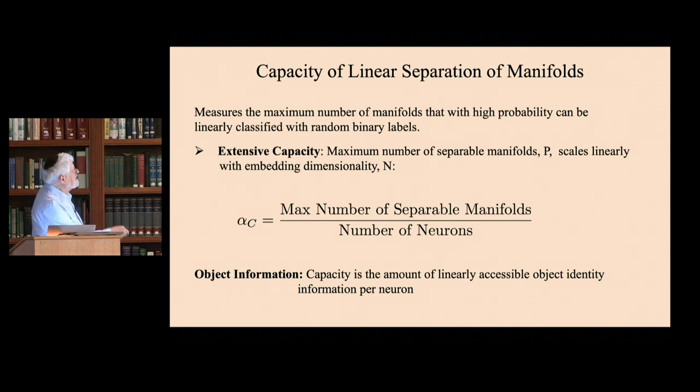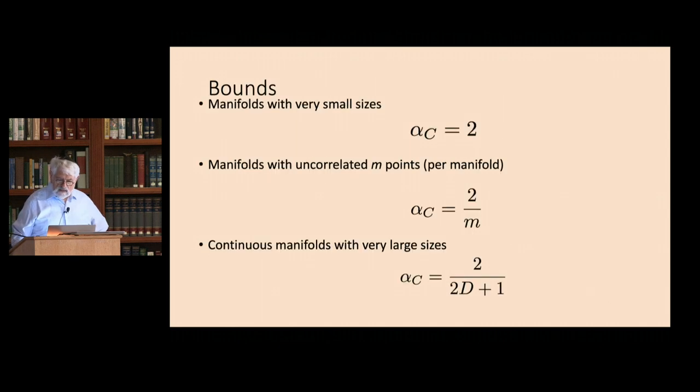So the accessible information about object category per neuron is finite. That's what you call alpha, the maximum number of separable manifolds per neuron. Okay, so that's one concept of capacity. And you can see immediately where theoretically the bounds are. If the manifolds were just shrunk to single points, then from the classical results of Cover theory and statistical mechanics, the maximum number of those points per neuron in a large system will be 2, so alpha will be 2.